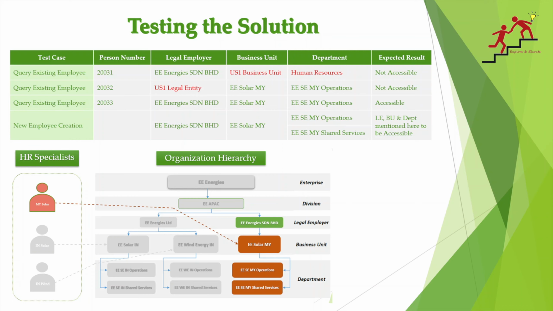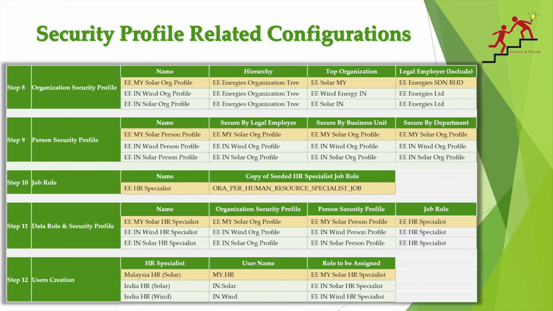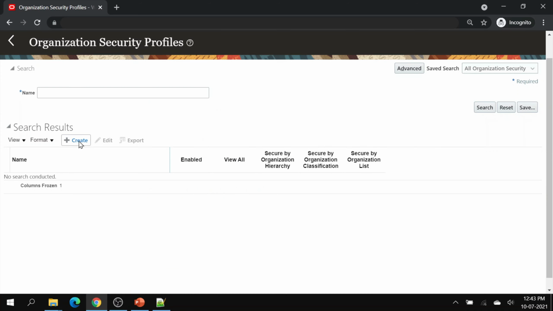Now we go back and perform all the security profile related configurations in the system. The first step is to create the organization security profile. Click on My Client Groups, look for Workforce Structures, click on that. Scroll down to Organization Security Profiles. Click on that. Click on the Create icon.